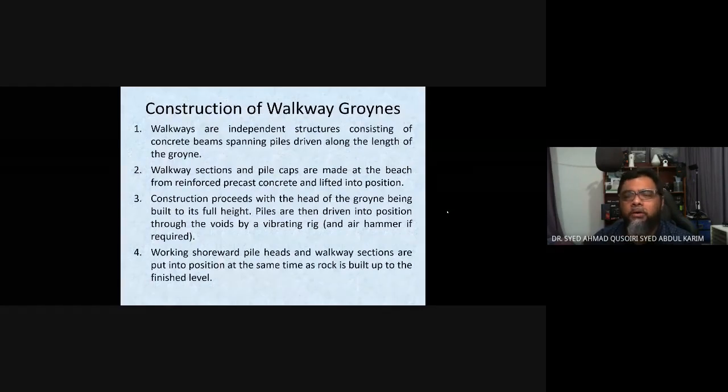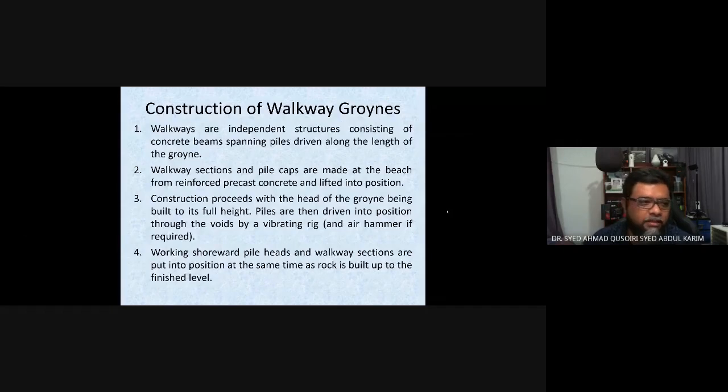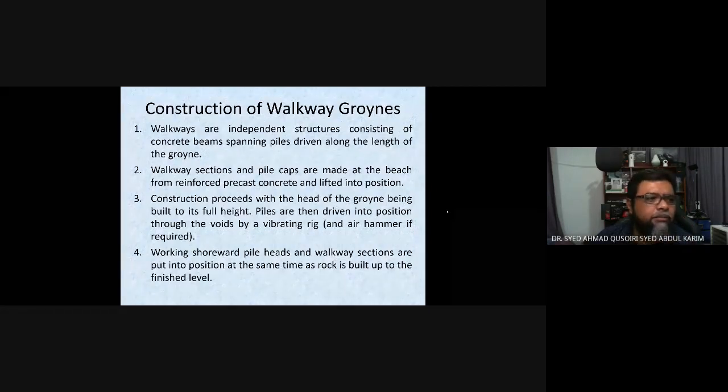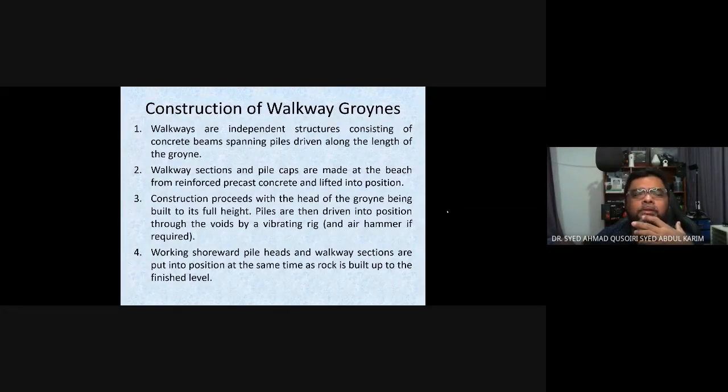Next is walkaway groins. Ni yang groins yang jenis orang boleh lalu atas dia. So they are independent structure consisting of concrete beams spanning pile driven along the length of the groin. So kita ada pile cap, okay, ada precast concrete untuk menyediakan dia punya decking lah. So the head of the groin is being built to its full height and then piles are driven into position through the void.